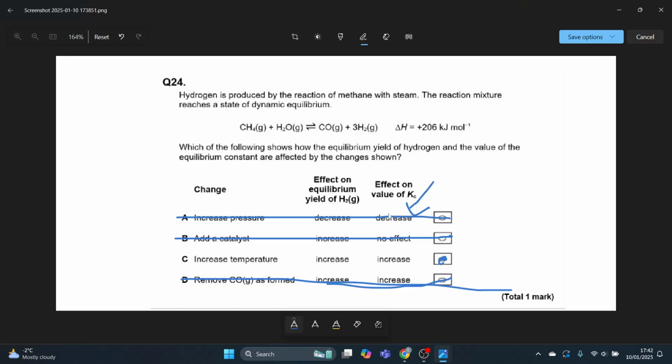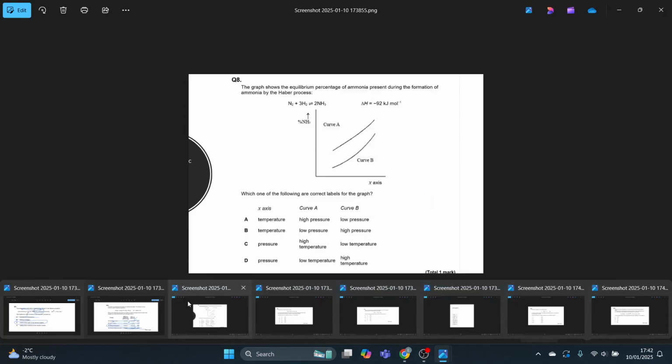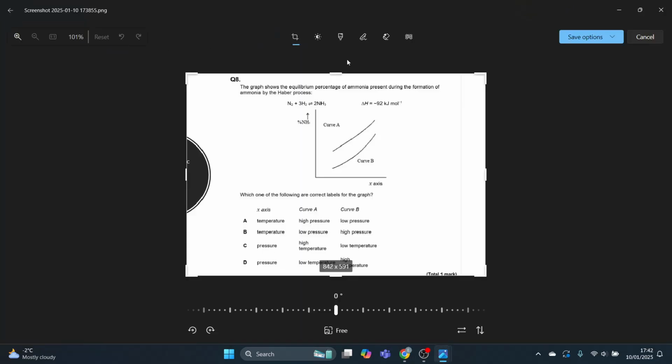So A is wrong because it says it decreases the effective value of Kc. Only temperature can, pressure won't. B, the reason I crossed out is because it says it increases the equilibrium yield of hydrogen. Catalysts have no effect on equilibrium yield. And D, the reason I crossed out is because it says it increases the value of Kc. Only temperature can. Do I need to check it? No, because the answer is clearly C, because only temperature can affect the value of Kc.